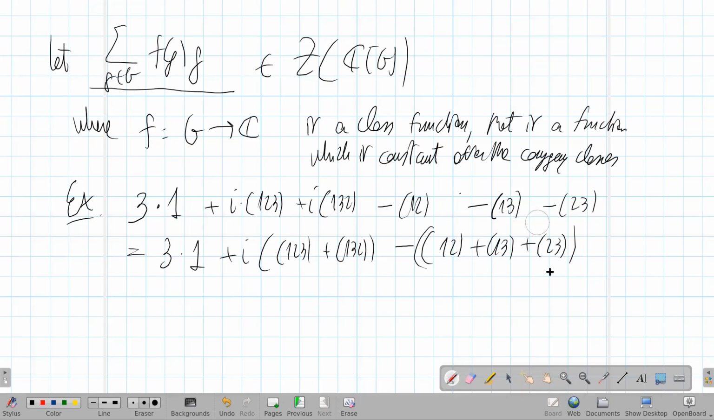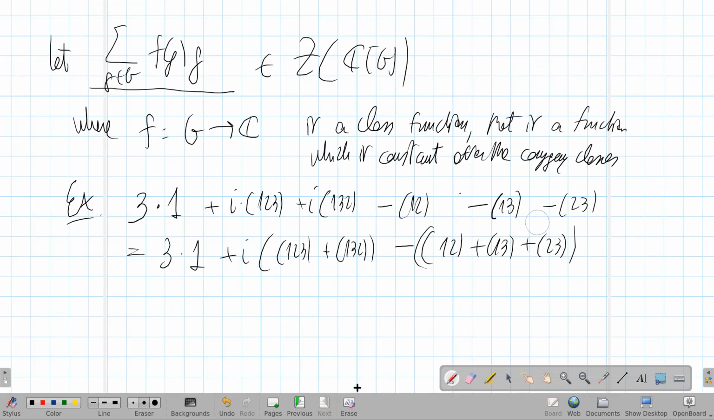Good, so an element in the center of this will be of this form, where f is a class function, a function that is constant on the conjugacy classes, okay? So that we can take the value of f out and we get the sum over a conjugacy class, which is a basis, as an abelian group, as a Z-module, of the center.